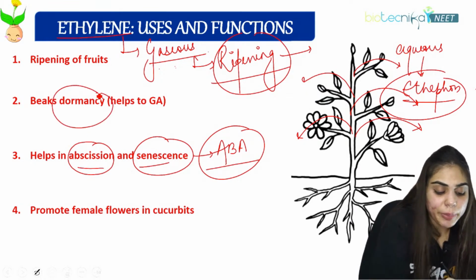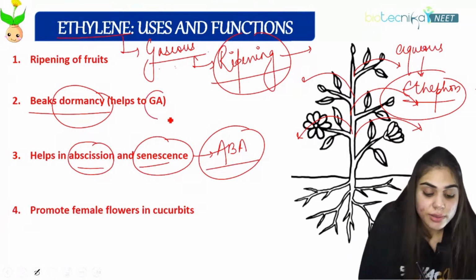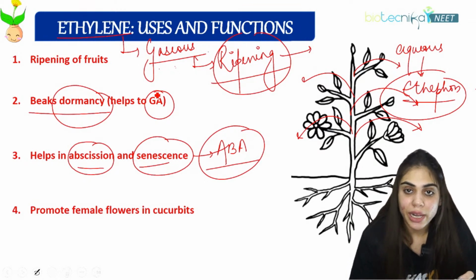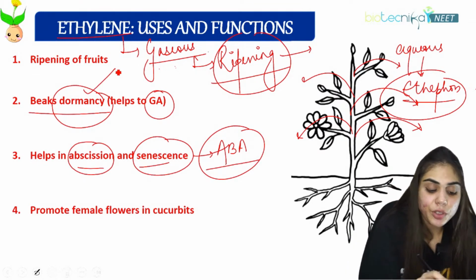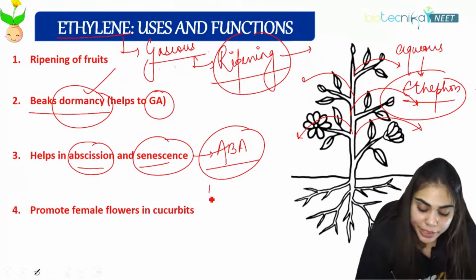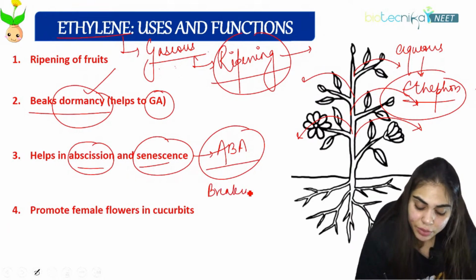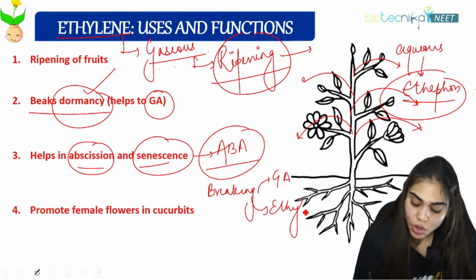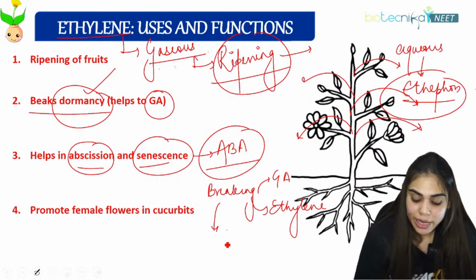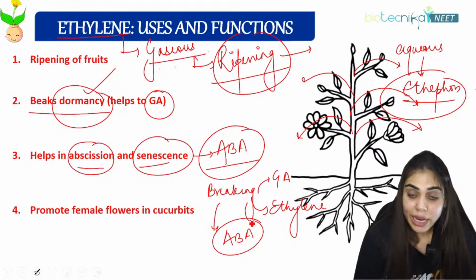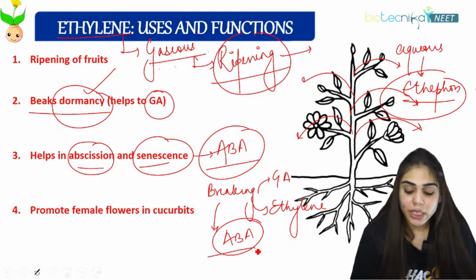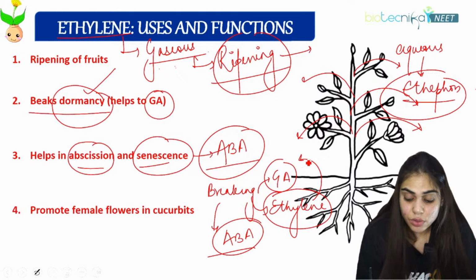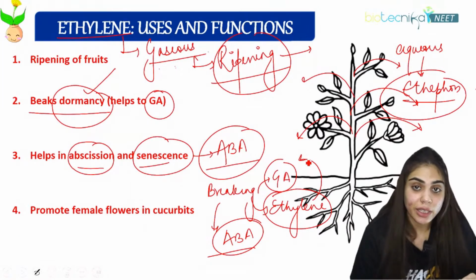It is also helping to break the dormancy, just like gibberellic acid. So can we say this ethylene is helping gibberellic acid? Yes, because it is helping to break the dormancy. So breaking of dormancy is regulated by GA as well as ethylene, but dormancy is induced by abscisic acid. That means abscisic acid is an antagonist to both gibberellic acid as well as ethylene, because ethylene is also helping gibberellic acid in breaking the dormancy.